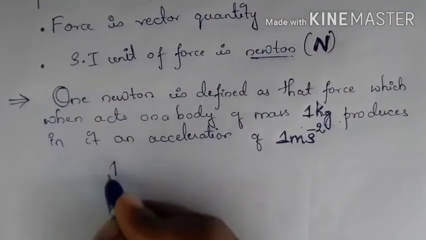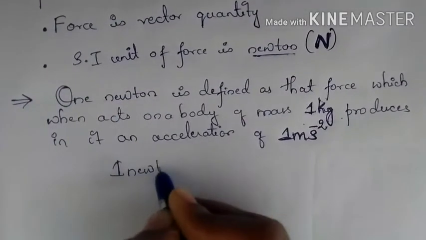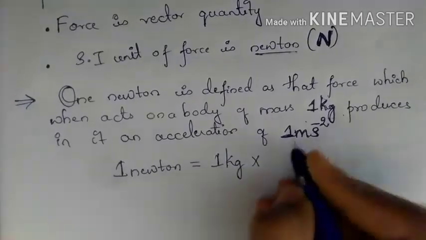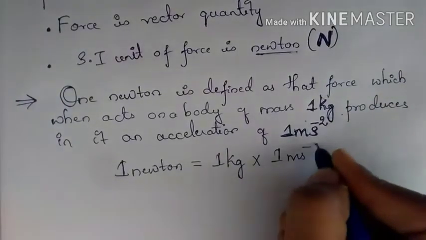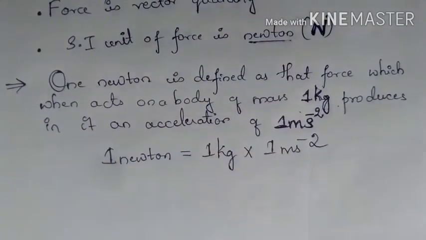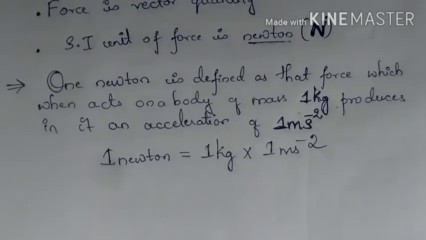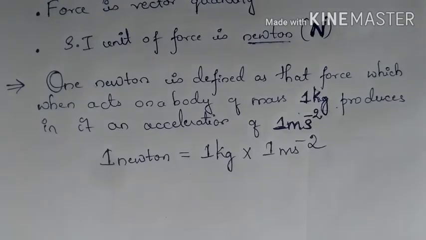1 Newton is equal to 1 kg into 1 meter per second square. Right? Clear? So 1 Newton is equal to what? 1 Newton is defined as that force which, when it acts on a body of mass 1 kg, produces in it an acceleration of 1 meter per second square. So that is 1 Newton.